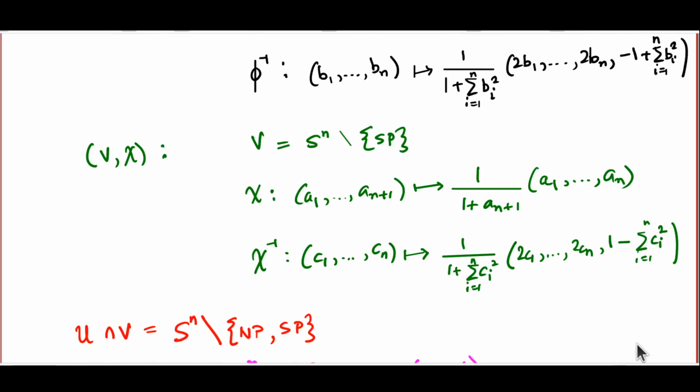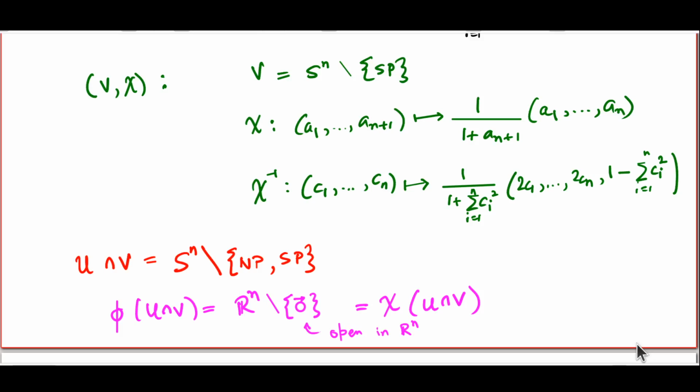Now what about their compatibility? Firstly, we have to look at the intersection of the two domains, U intersection V, where the question of compatibility actually plays out. It's very easy to see that in this case the intersection happens to be the entire sphere from which 2 points, the north and the south poles, have been removed.